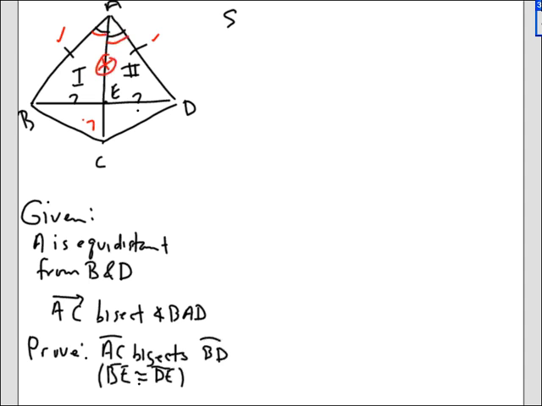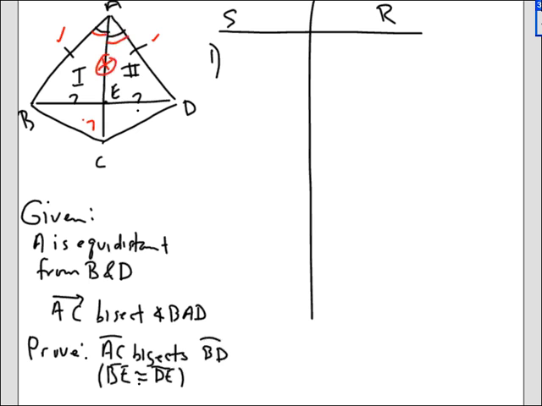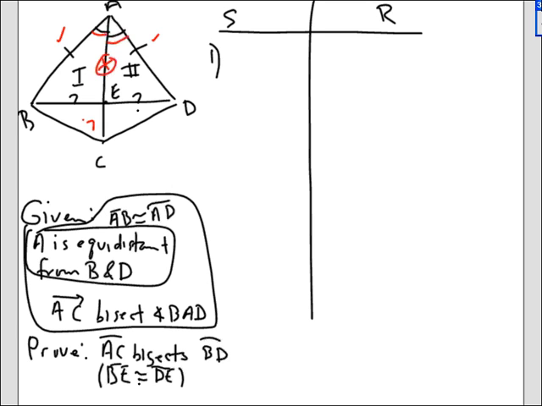Okay, statement, reasons. Statement 1 is, now remember that this just says that AB and AD are the same length. That's what that says. So you have all of this. That goes there, and the reason, of course, is it's given. And I think I need a little bit more space for the statements.